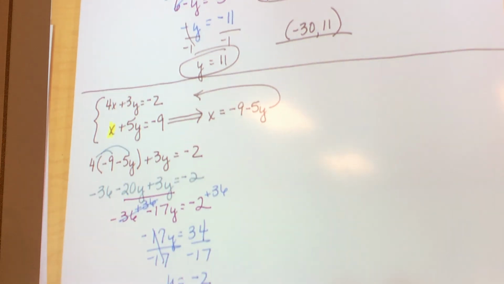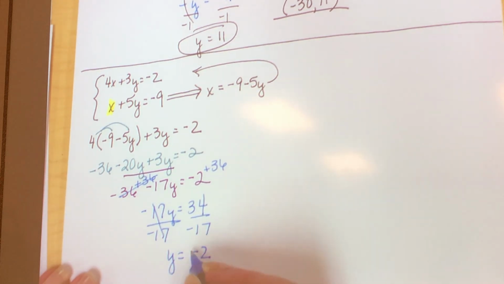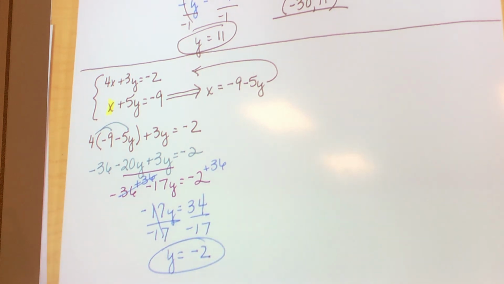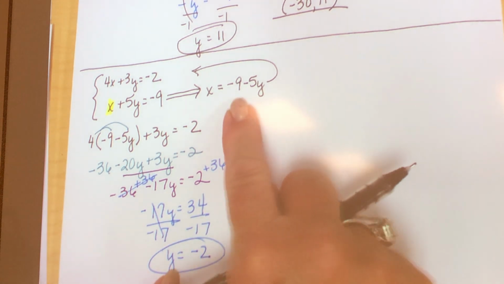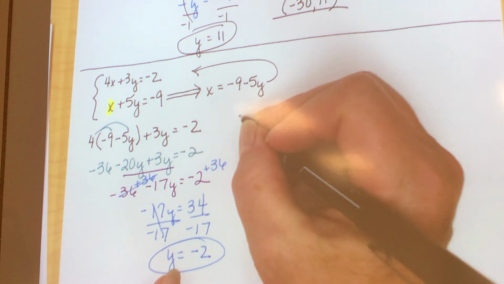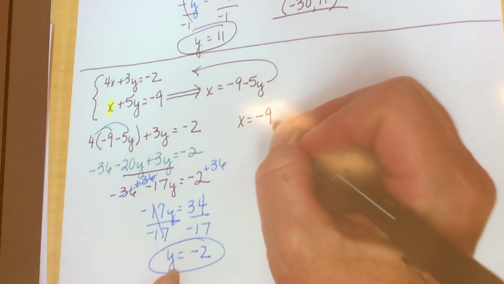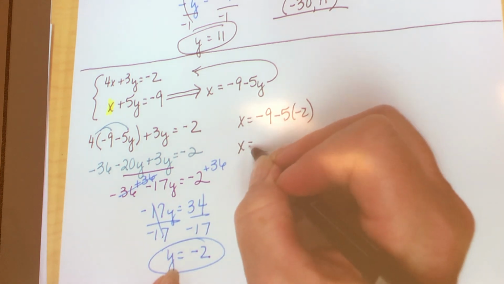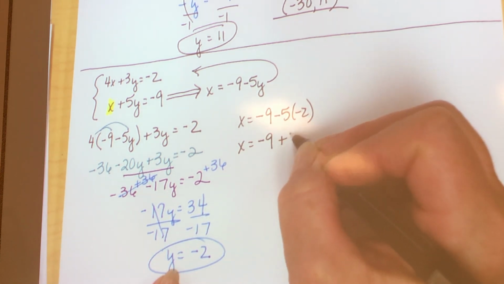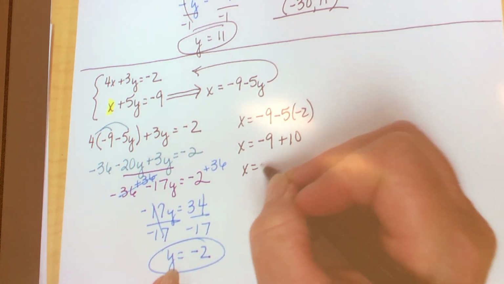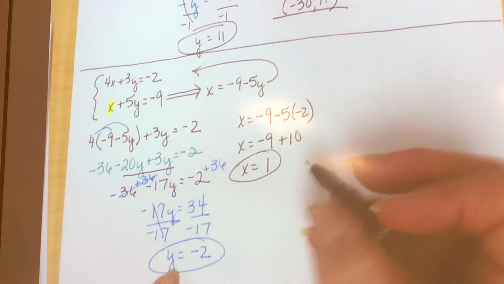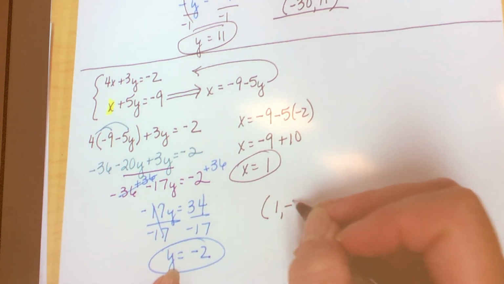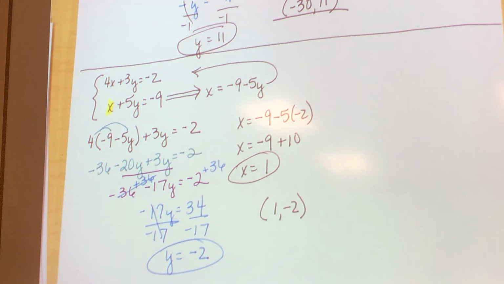Did y'all get -2 for y? Good. Okay, so now I'm going to take that y, I'm going to plug it in right here. Did y'all get 1 for x? So 1, -2. To check it, looks like this.